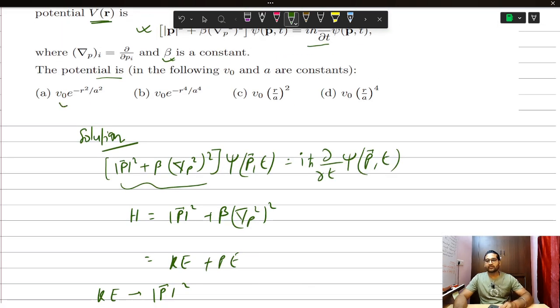Here the proportionality is in the form of an exponential. This is not the answer. This is also in the form of an exponential. Here the proportionality is r squared, so this is not the solution. But look at this: V naught (r upon a) to the power 4. Here the proportionality is r to the power 4, so this is the solution. We have to choose the option that matches the proportionality we are getting. The constant part, which is beta upon h cut to the power 4, will be V naught upon a to the power 4.